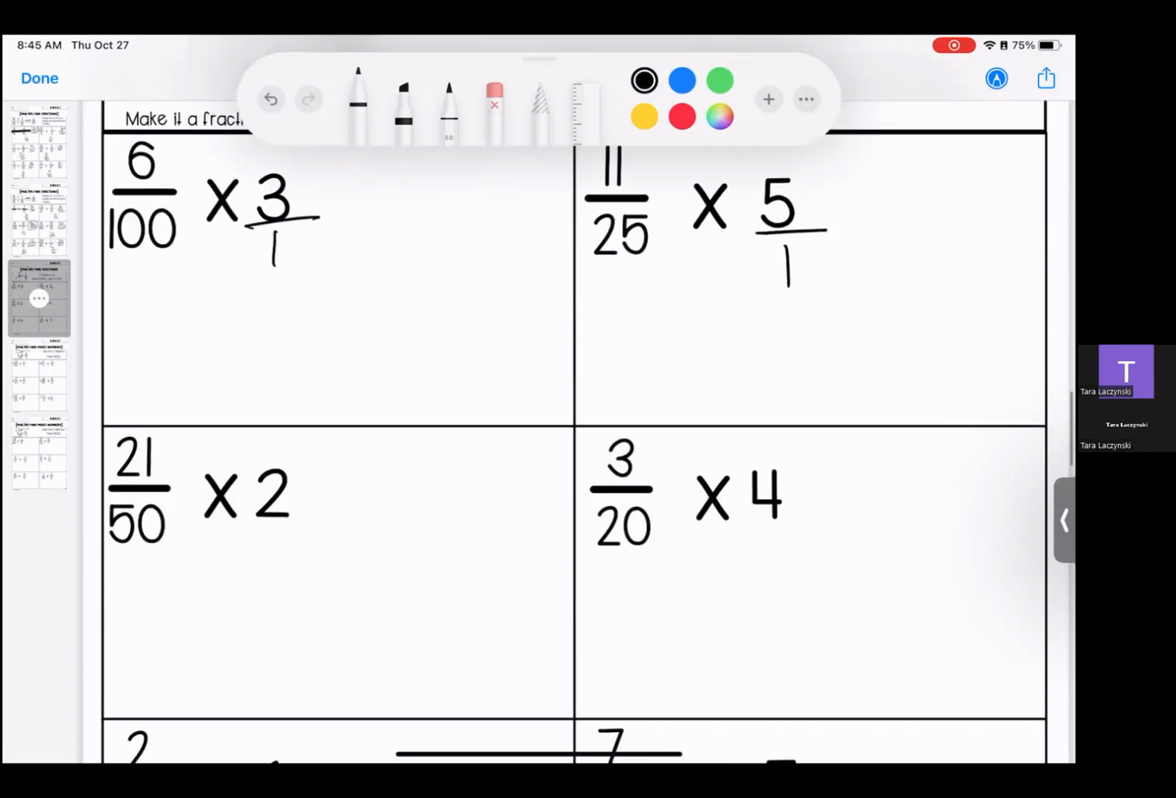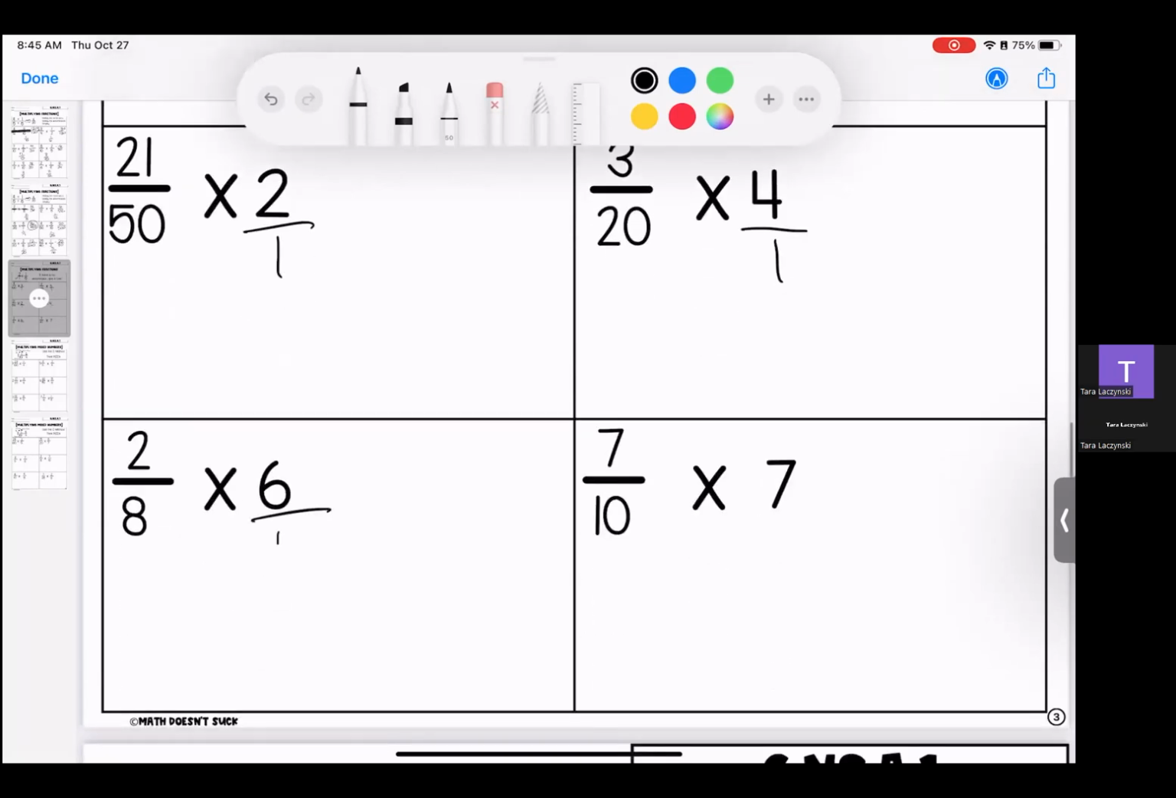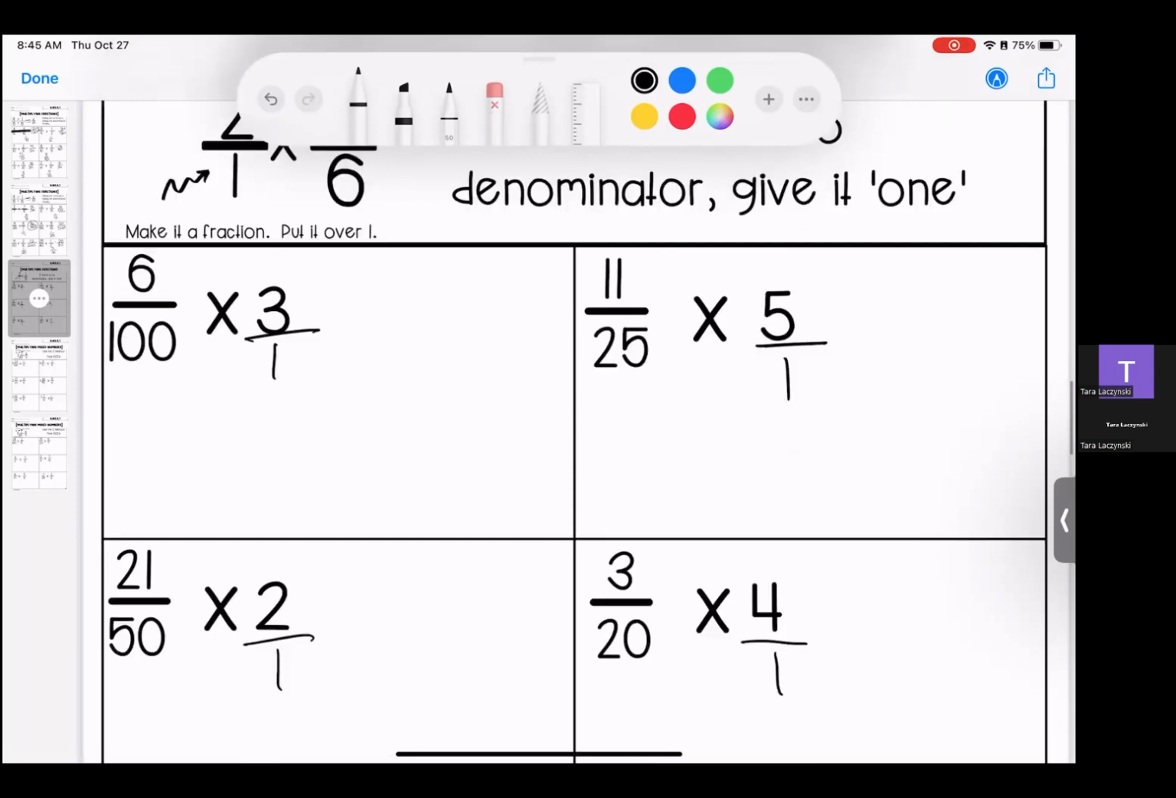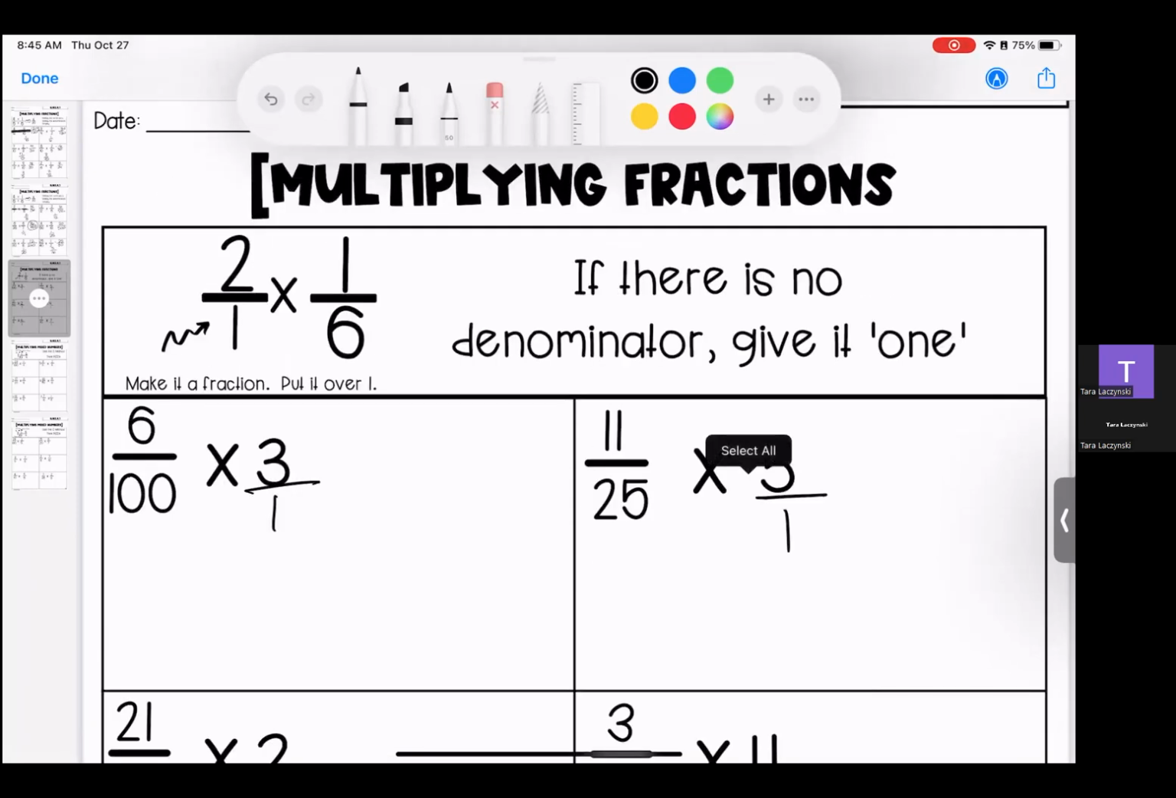If it's easier for you to go through and give them all their denominator at first, go for it. Sometimes that's helpful. And then we have to multiply. Now this one's not that bad, right? 6 times 3 is 18. 100 times 1 is 100. This would simplify down to 9/25. Okay? So do your best work and think it through.